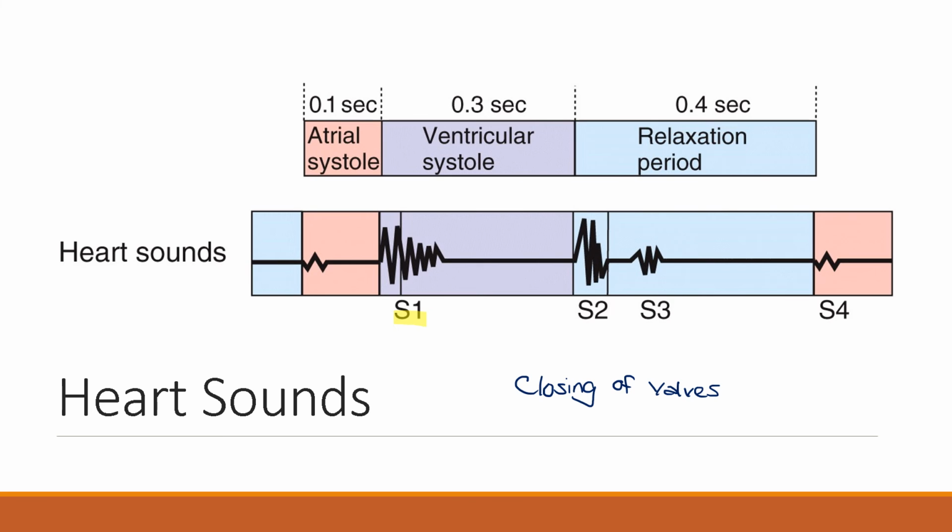S1, this sound is caused by the blood turbulence associated with the closure of the AV valves soon after ventricular systole begins. So this is caused by the closure of the AV valves, those atrioventricular valves. So that's the noise that causes that S1 heart sound. Now the second sound, labeled S2, is going to be shorter and also not as loud as the first, and it's caused by blood turbulence associated with the closure of the semilunar valves at the beginning of ventricular diastole.